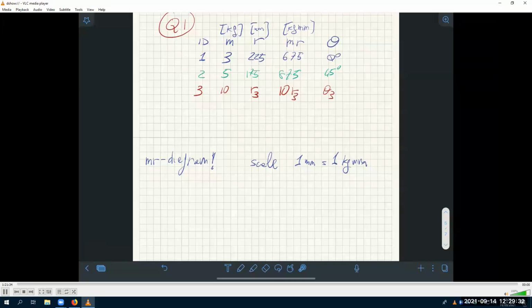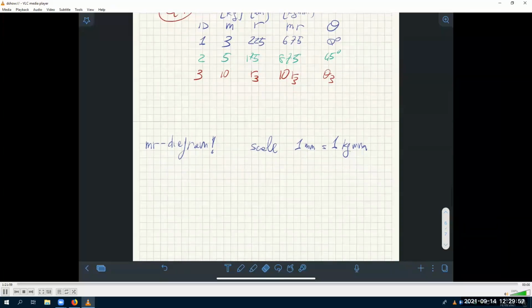That means that vector 1 is 675 millimeters long, which is probably too short. You don't want a tiny diagram, you want a large enough diagram. So it's up to your eye and your engineering judgment to find a good scale factor. So let's do this, and this is 675 millimeters at 0 degrees.